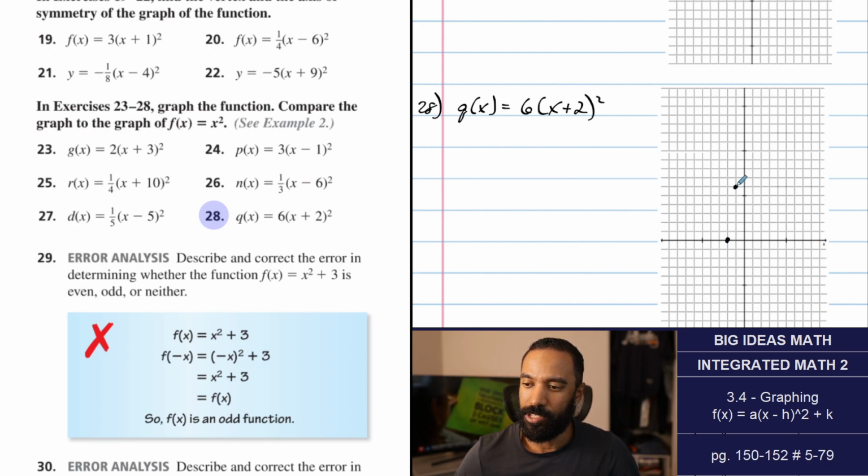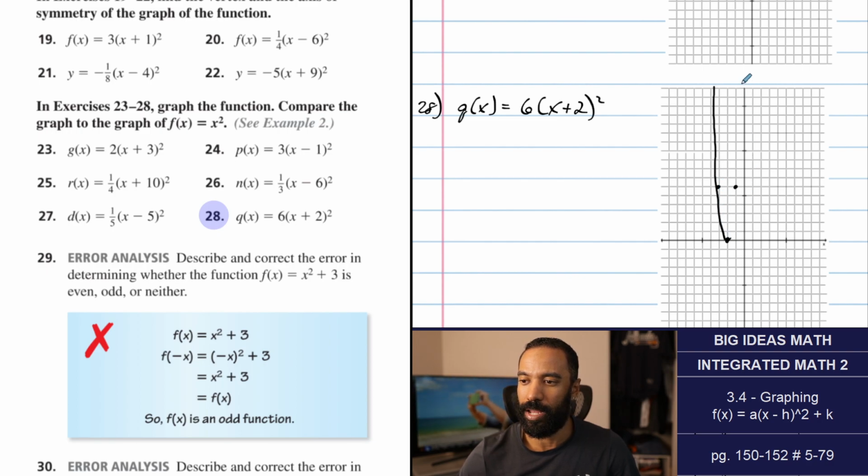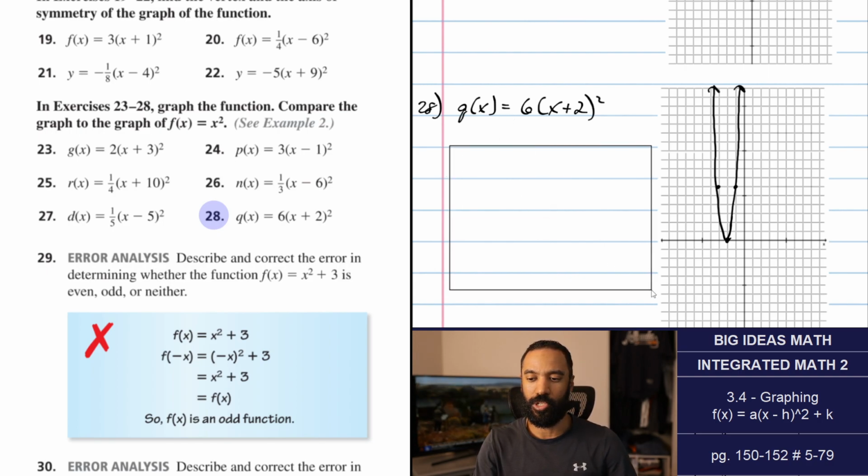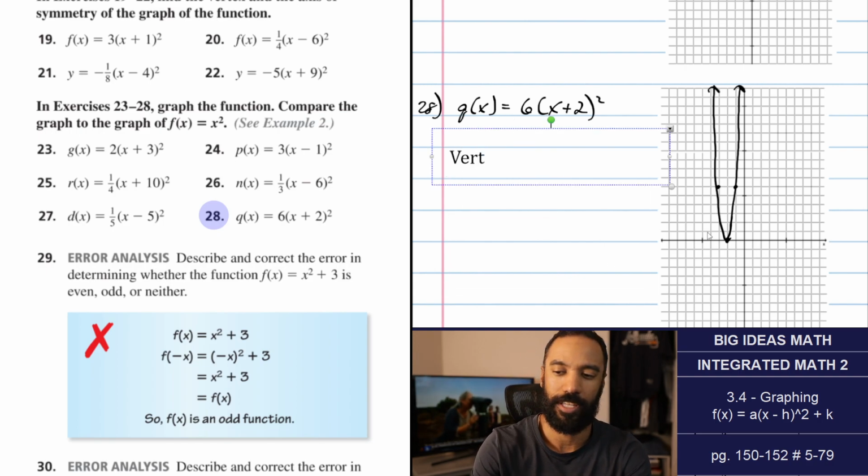Over 1 up 6. Over 2 up 24. That is 4 times 6. I can't even fit that. So I'm just going to pretend like it's getting closer and closer. Do what I can drawing my curve. And there we go. There is our graph. We vertically stretch by a factor of 6, and we translate 2 units to the left.